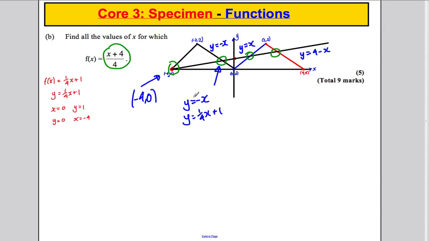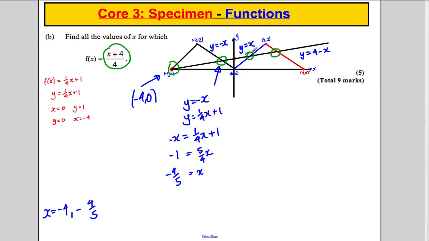So we can just make them equal each other. They're both equal to y. Negative x is a quarter x plus 1. Okay, add x to both sides and subtract 1. So negative 1 would be equal to 5 over 4x, and times by 4/5. X is therefore equal to negative 4/5. So here's the other one, negative 4/5. It doesn't actually ask for coordinates, it just asks for x values. So one of our x values is negative 4, and this one is negative 4/5.